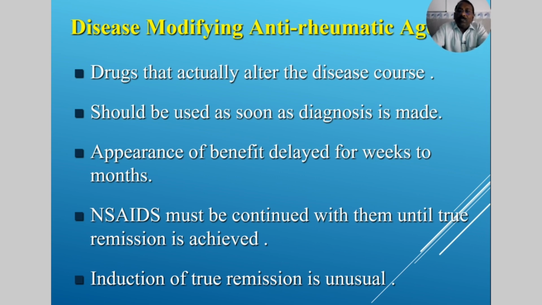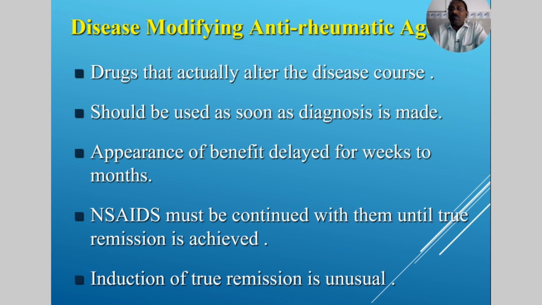NSAIDs must be continued with them until true remission is achieved. In the initial days, we have to prescribe all three: NSAIDs, steroids, and also DMARDs. In due course, you can stop NSAIDs on an SOS basis. Steroids you can stop after 2 months, 2.5 months, or 3 months, and then continue the DMARDs on a chronic basis.